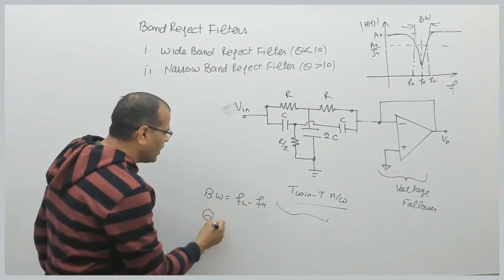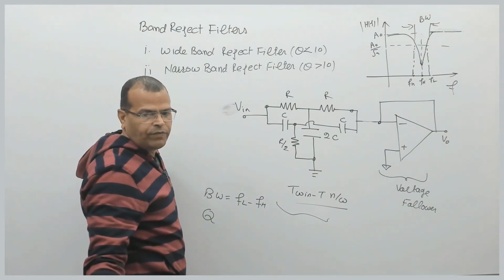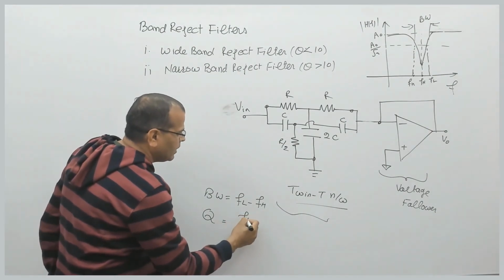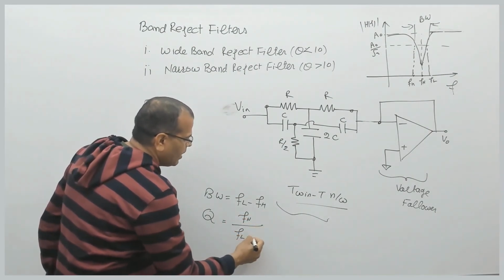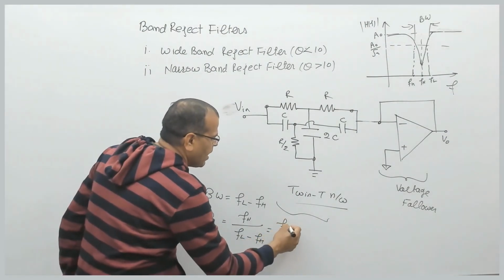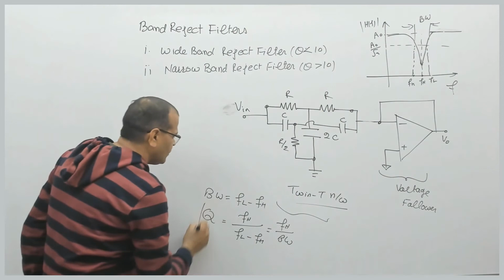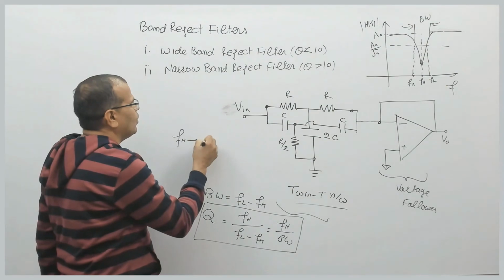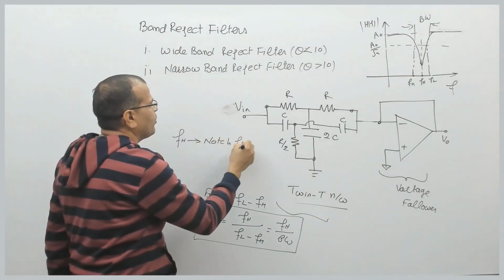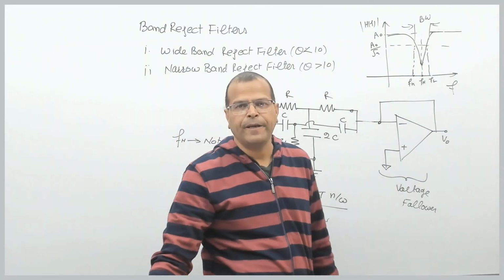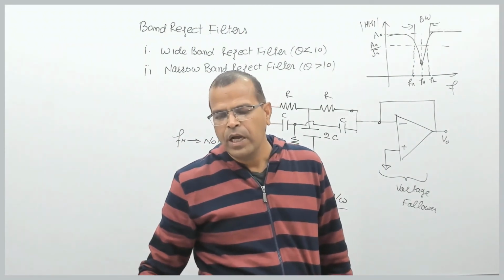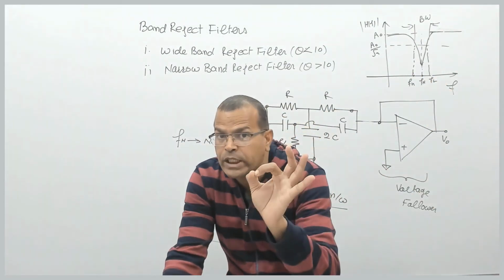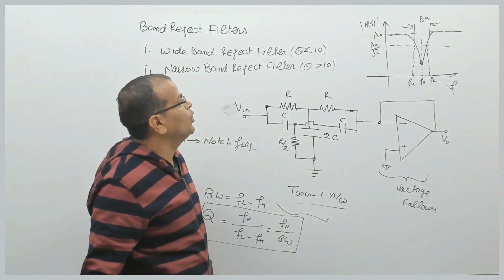There is something called the quality factor for this network. The quality factor is Fn by FL minus FH, that is Fn by bandwidth. This is called the quality factor of the notch filter, where Fn is the notch frequency of the filter. Fn is the frequency at which the magnitude of gain is lowest, minimal. That is called the notch frequency.